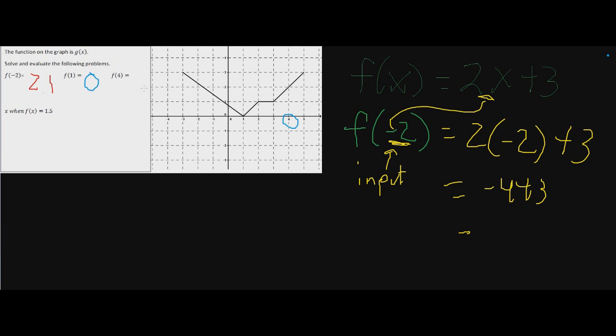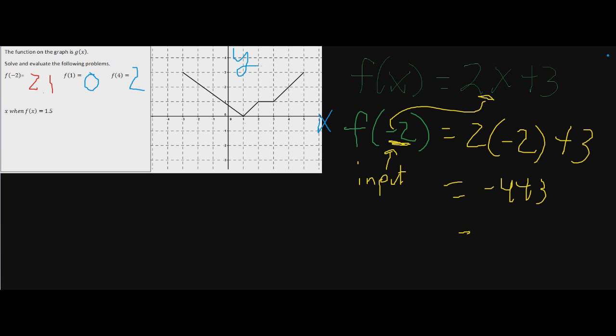Alright, so that's how we go about solving this. It's not that difficult. It's essentially just, if this is our input, that's the x value, this is our y value. If x is our input, what is our y value?